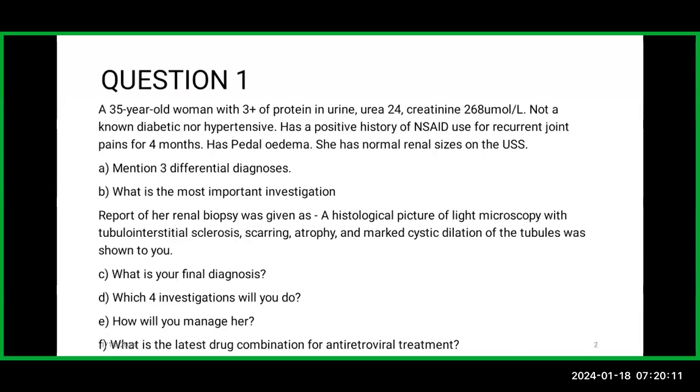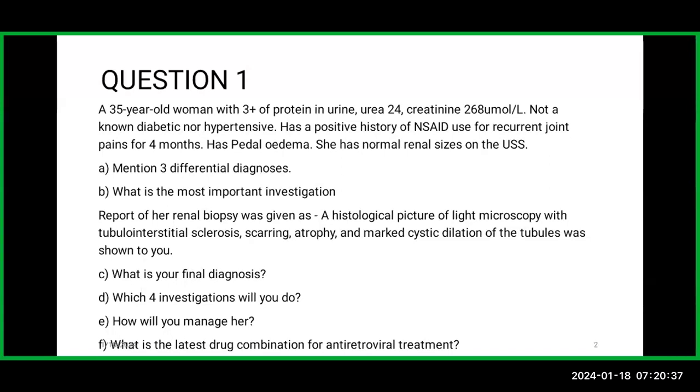Okay, lovely. Now, this is a 35-year-old woman that presented with 3 pluses of protein in her urine. And then they showed the urea and creatinine results, both of which are deranged. And then they said she's not a known patient with DM or systemic hypertension, and she has a history of NSAID use for recurrent joint pain for 4 months. And she also has pedal edema.